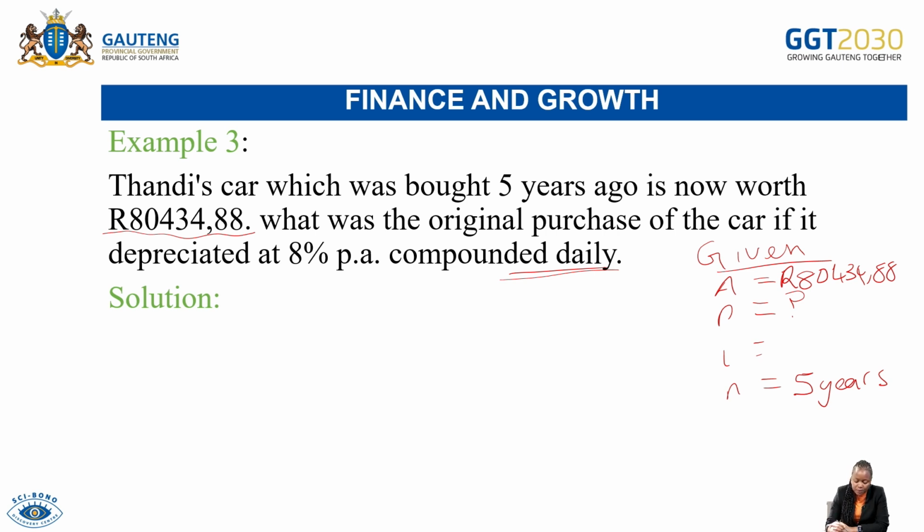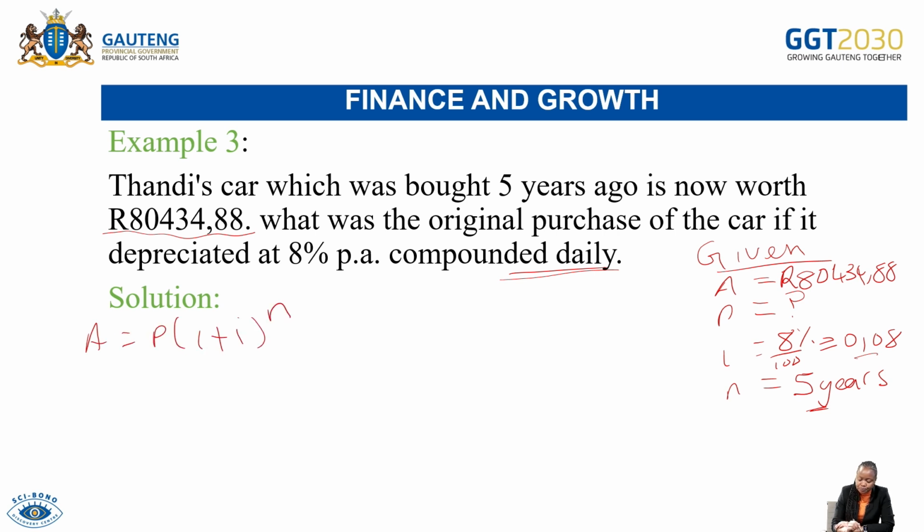Then the 8%, your I, is given as 8%. You divide it by 100 so that you can take it to a number, then you'll get 0,08. And for the fact that they said it's compounded daily, the compounding period has changed. For your number of years, you multiply by 365, and for your interest, you divide by 365. Are we together?